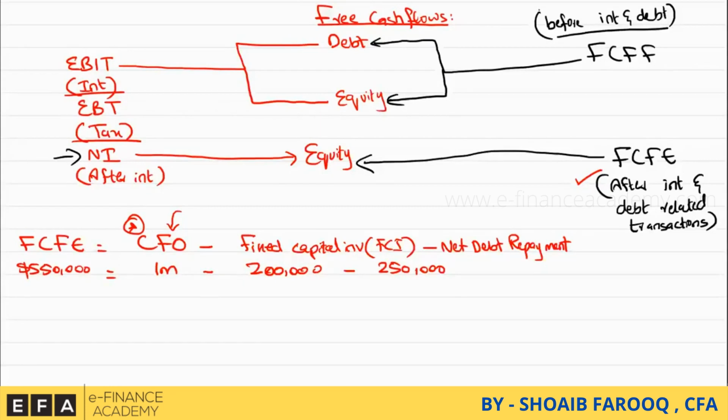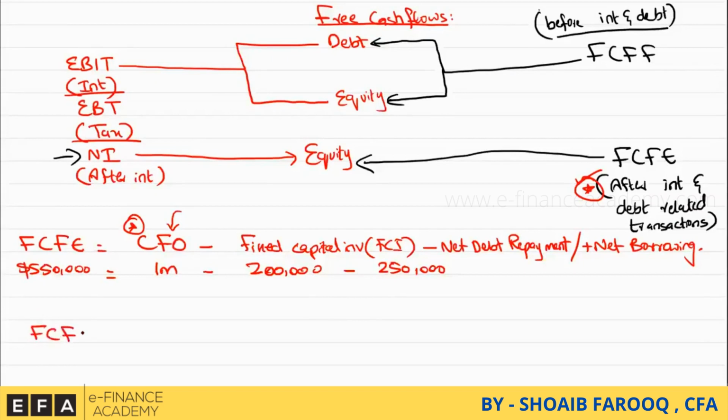So as you can see, it's pretty straightforward. Free cash flow to equity is simply your CFO after capex and after any debt repayment. I repeat again, had it been net borrowing, we would have to add the net borrowings, right? So you need to pay attention to that. As long as you remember that FCFE is after debt-related transactions, it would be easier to come up with this formula. Let's talk about free cash flow to firm.